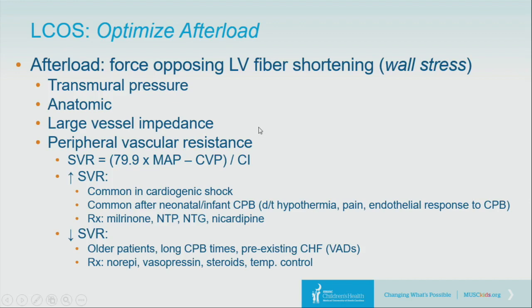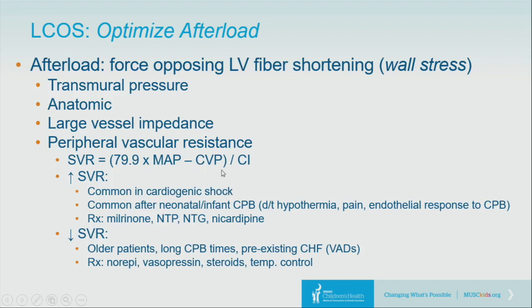So in children with low cardiac output states, your systemic vascular resistance is typically increased regardless of the primary underlying cause of myocardial dysfunction. So increased SVR is common in cardiogenic shock. It's also very common after cardiac surgery in neonates and infants. And treatment of those patients is generally indicated with vasodilators like milrinone or nitroprusside, for example, or nicardipine. All of those can be used.